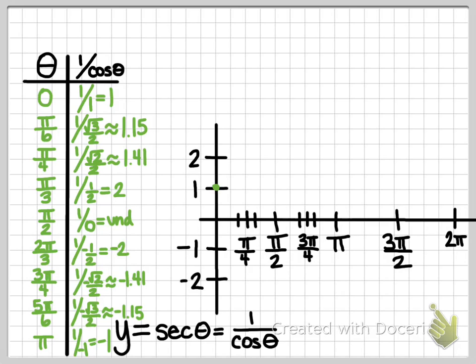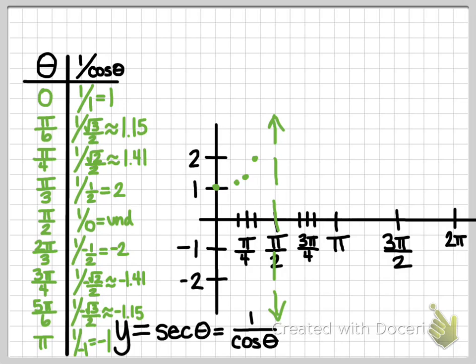Okay, so now we're going to plot these points. So at 0, 1 is our first point. Pi over 6, 1.15. Pi over 4, 1.41. Pi over 3 is 2. Pi over 2 is undefined, so I'm going to have an asymptote. So it's going to get closer and closer to that graph. Okay, pi over 2, we just said is undefined.